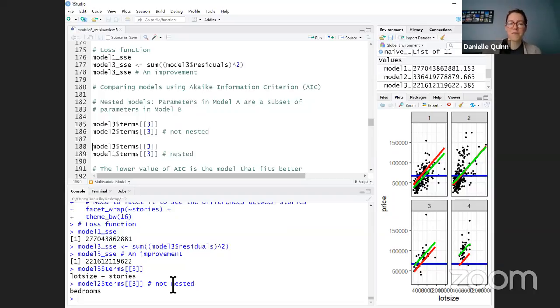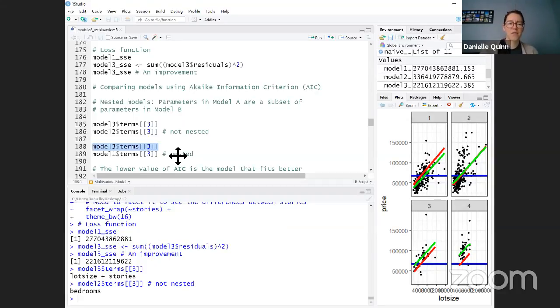Therefore, model 2 and model 3 are not nested, and you can't use AIC to compare them. Now, what's really dangerous is that R will still let you use AIC. So if you tried to use AIC to compare model 2 and model 3, it would give you a number, and the number would be completely meaningless because you can't use AIC to compare those models. So please be very careful.